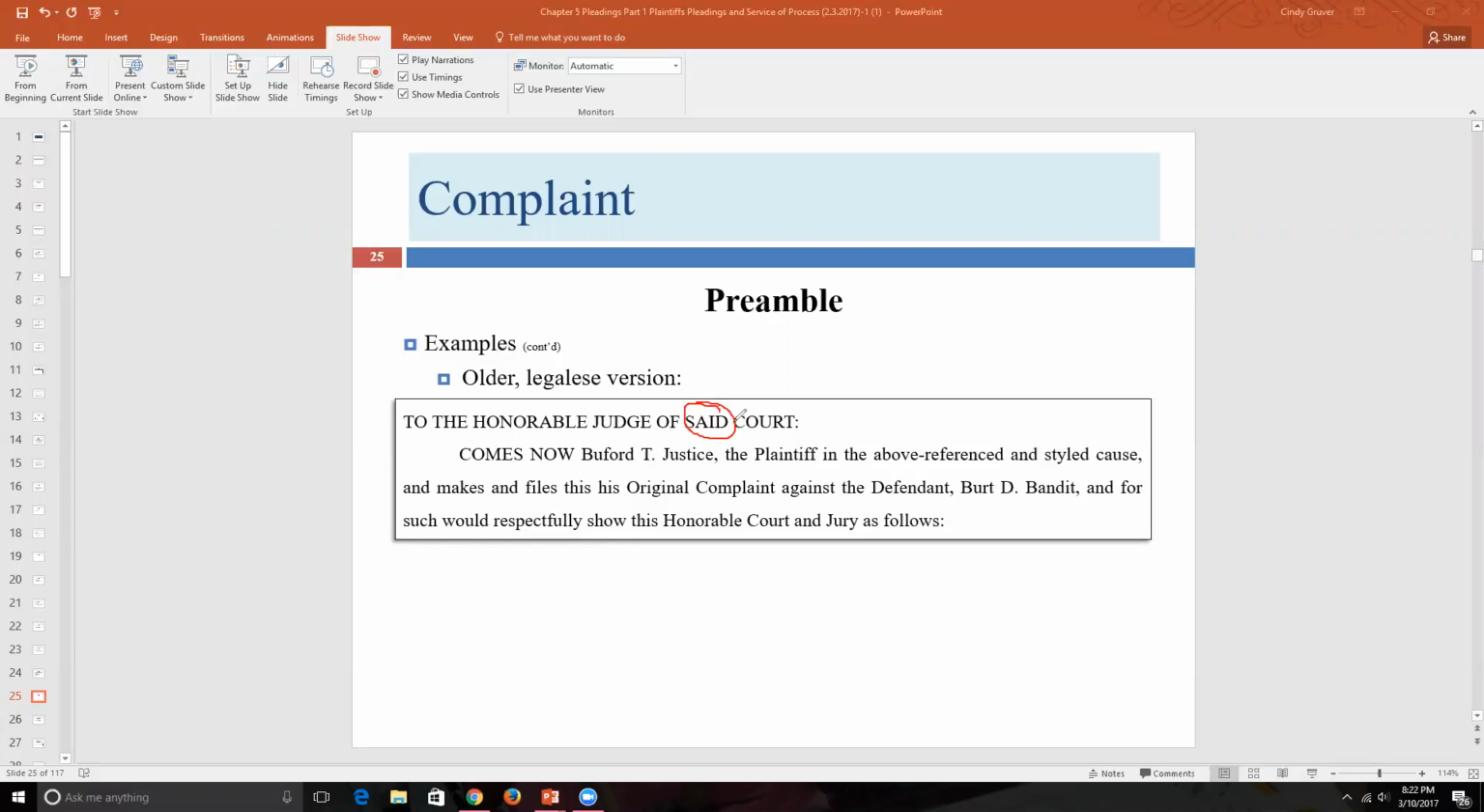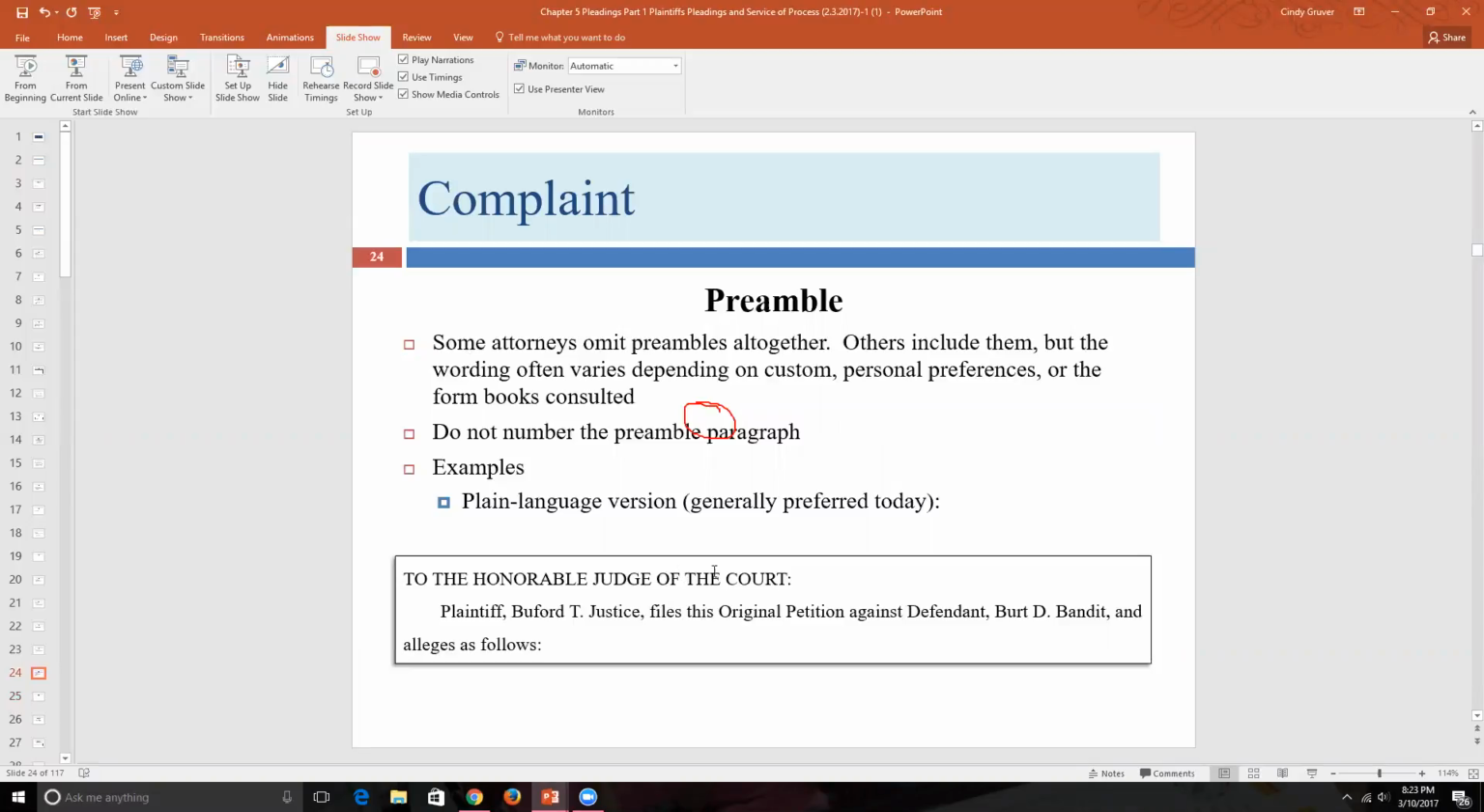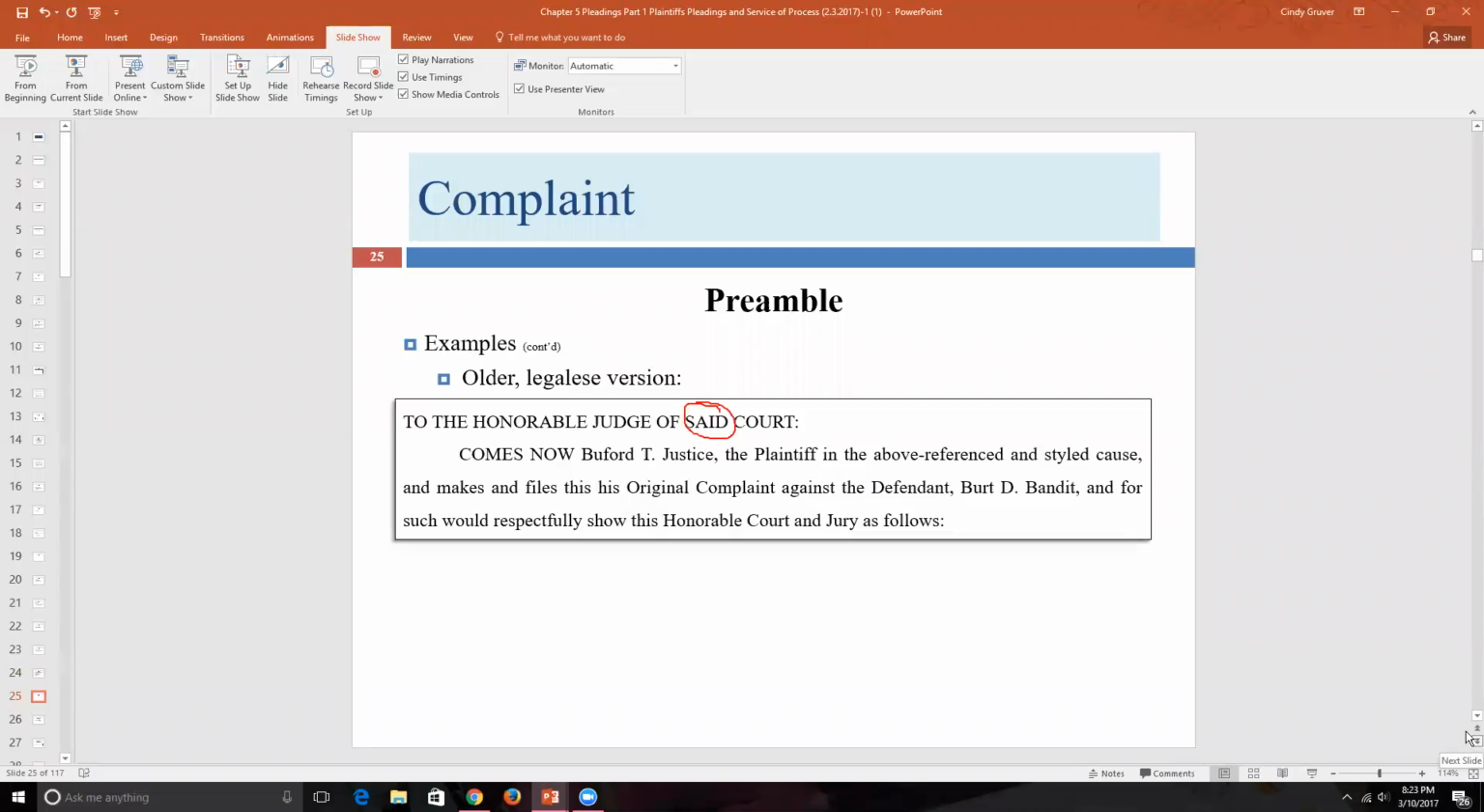When we see the word said, what we usually think of is the past tense of the word to say, right? He said he would be late, meaning he did say he would be late. But in this context, we're referring to a court that we've previously mentioned, and we're calling it said court. It's not incorrect grammar, but it is not good plain English, and so we don't want to say that. Let me flip back for a second to the previous slide. You can see they just say the court here as opposed to said court.